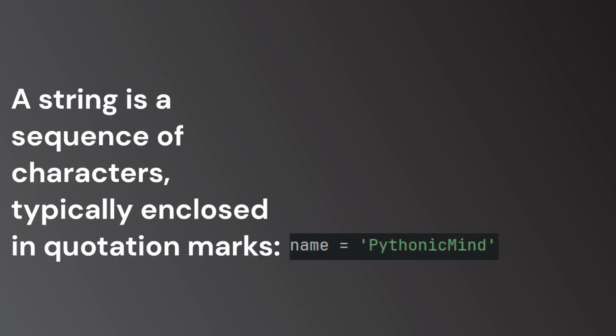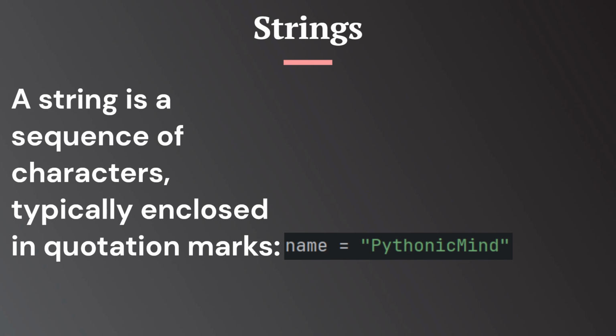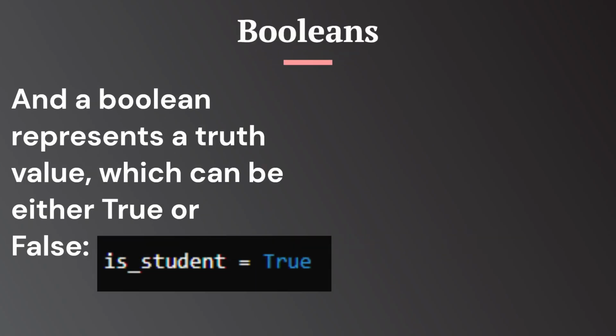And third one is string. A string is a sequence of characters typically enclosed in quotation marks. You can use single quotes or double quotes. For example, we have name equal to Pythonic Mind. And fourth one is boolean. A boolean represents a truth value which can be either true or false. For example, we have student. It can be either true or false. In this case, it's true.